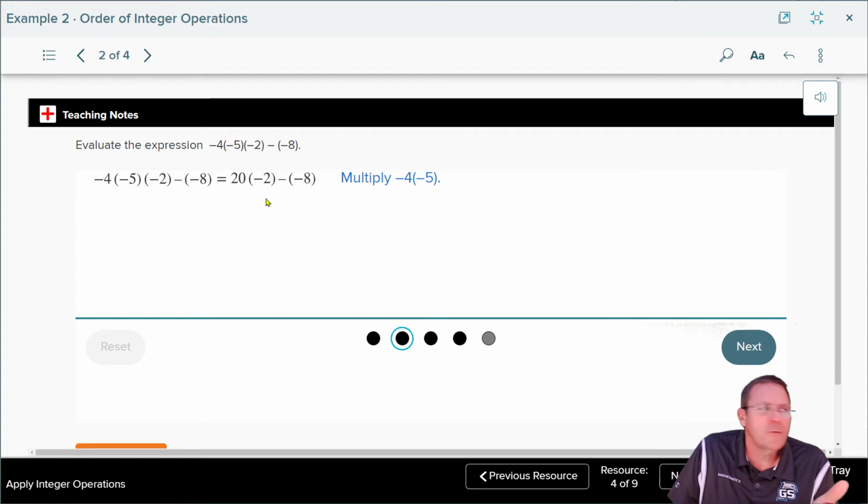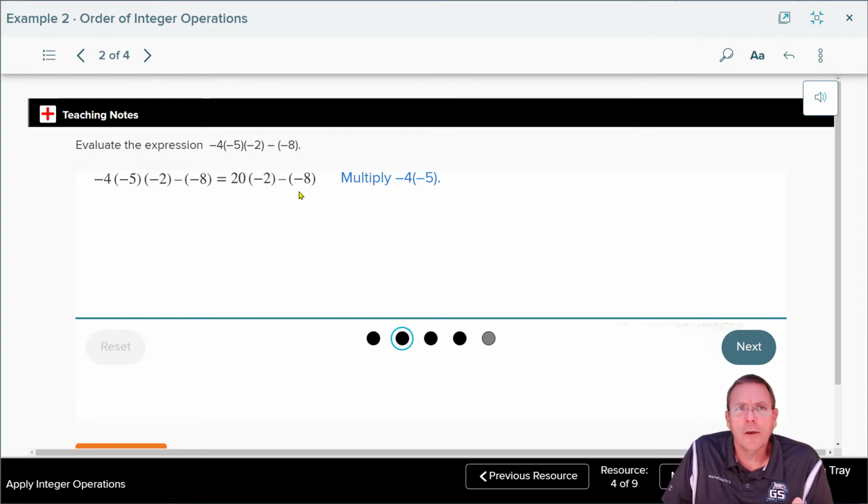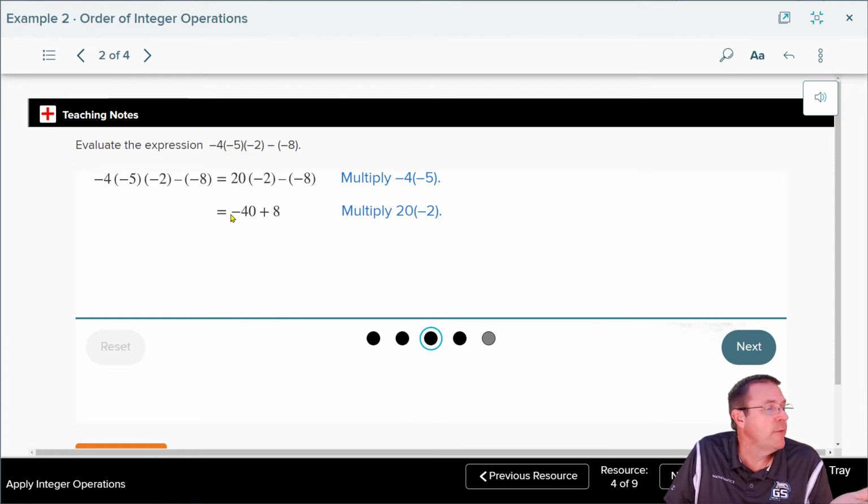Now do me a favor, don't do it to the right like they are. Every new part of the problem you need to bring down to a new line. It makes it a whole lot easier to read. From here, 20 times the -2, 20 times 2 is 40, positive times the negative is a negative. That gave them a -40, and look at that, they made the ugly problem pretty too.